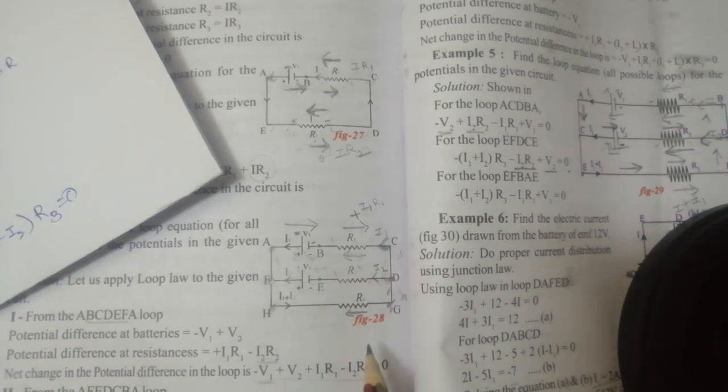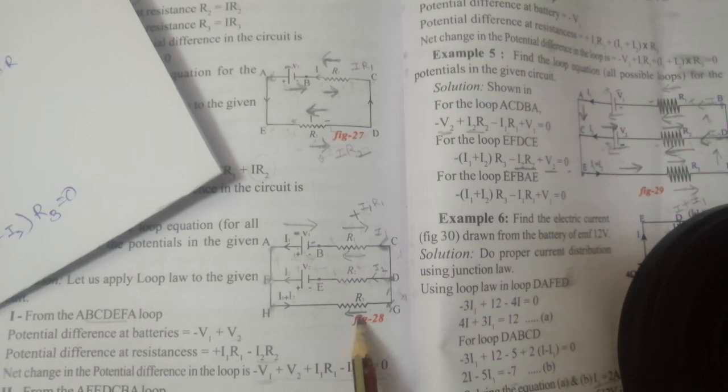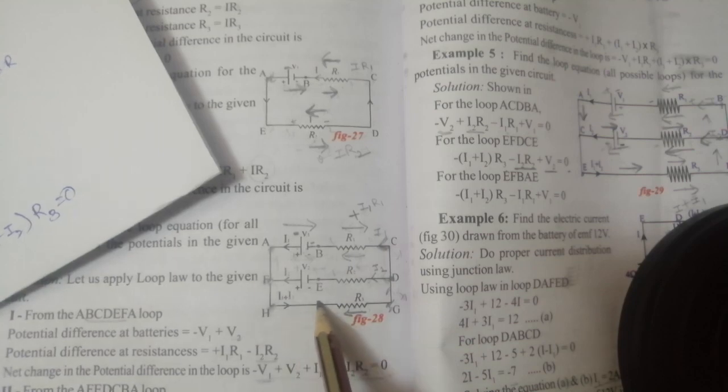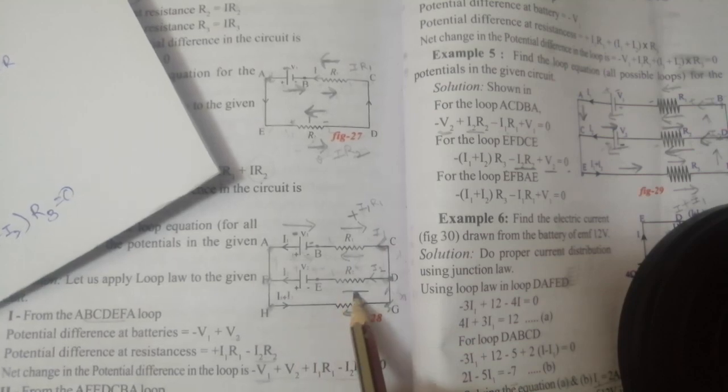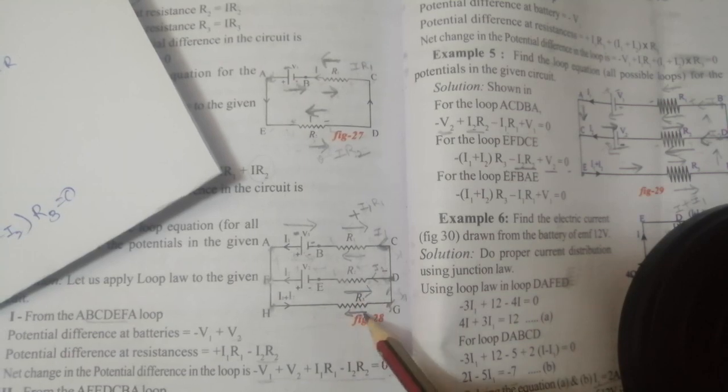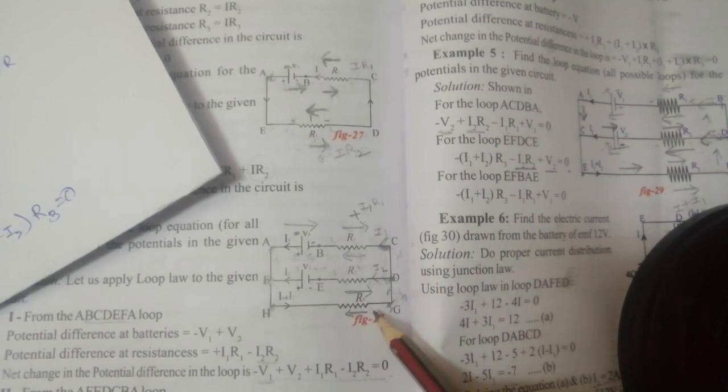Now again we'll come here. What is the potential difference across the R3 resistance? The loop path is in the clockwise direction. How is the current flowing? The current is flowing in this direction, which is the path of the current. Are both on the same side or opposite side? These two are in opposite directions.